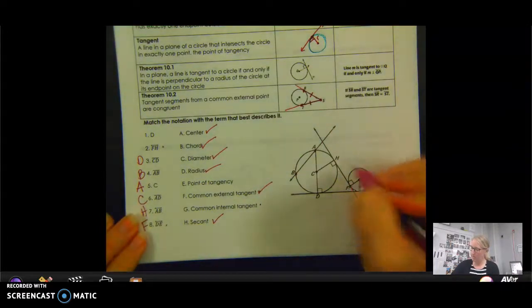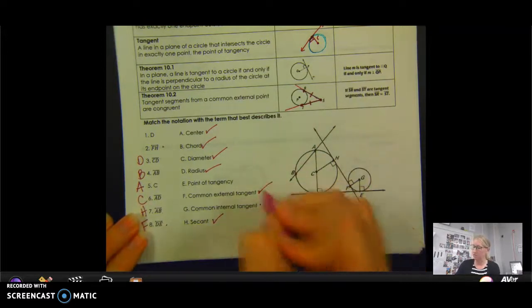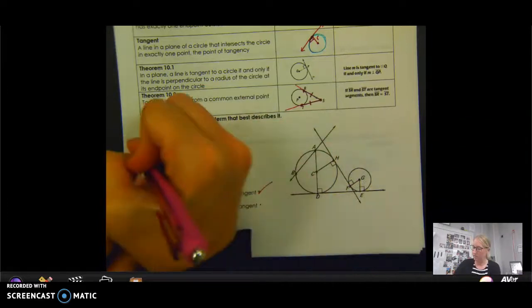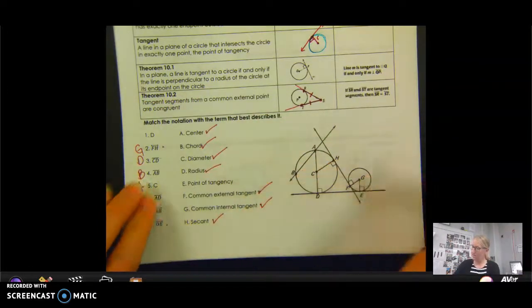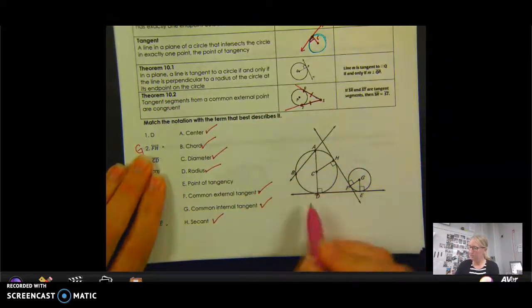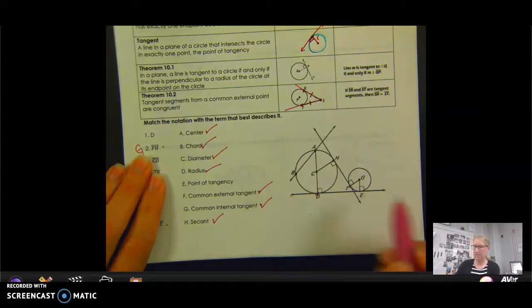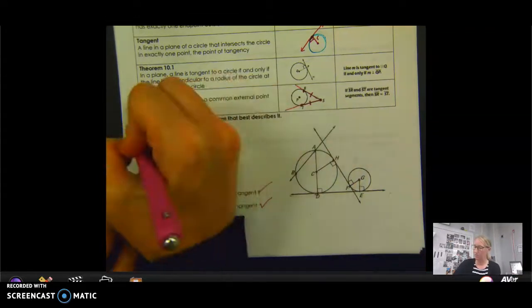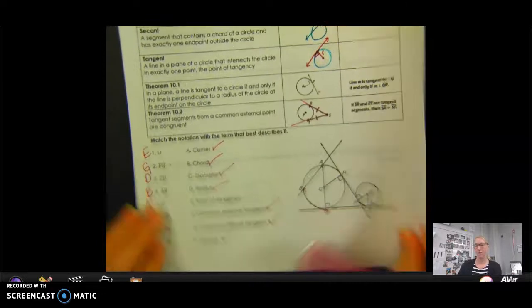So it hits at one point F, hits at one point H. It goes in between the two circles, so that would be internal. So that's line FH. So that is G. And then D right here, D is the point at which this tangent hits that line. So that is the point of tangency. So that would be E up here.